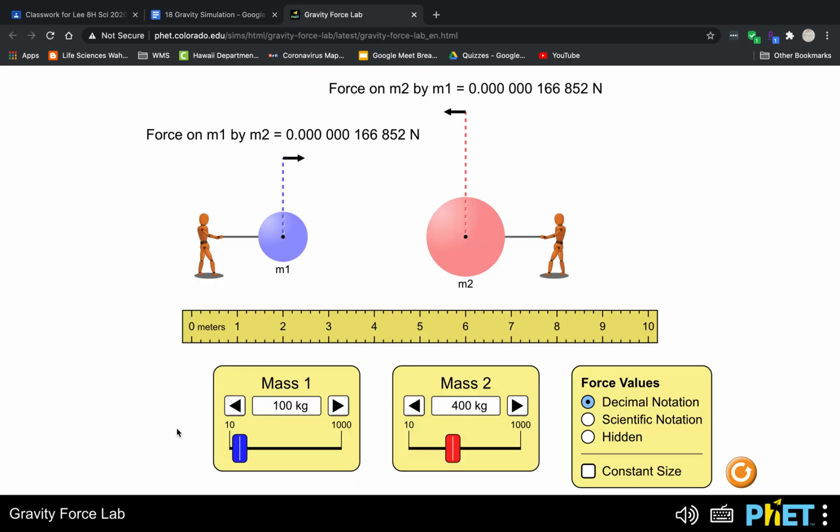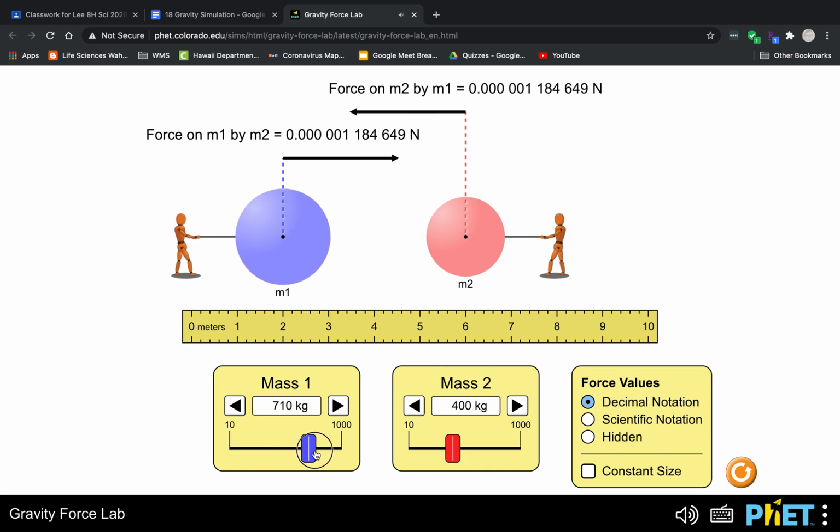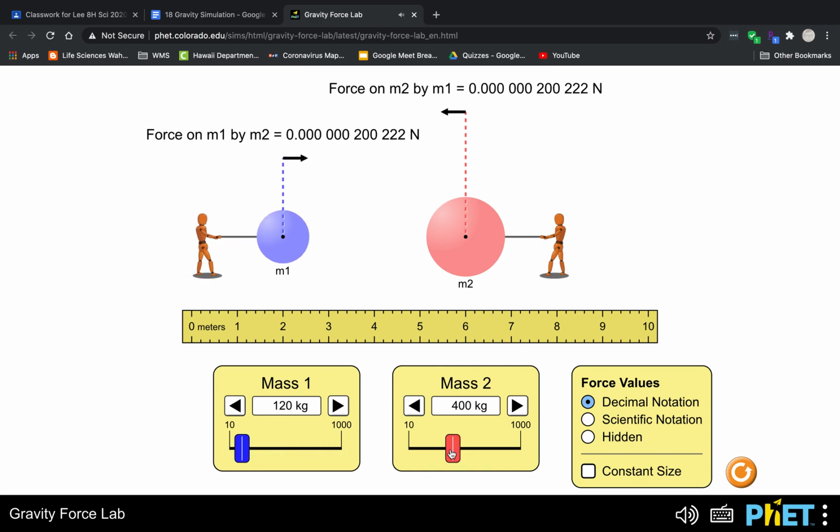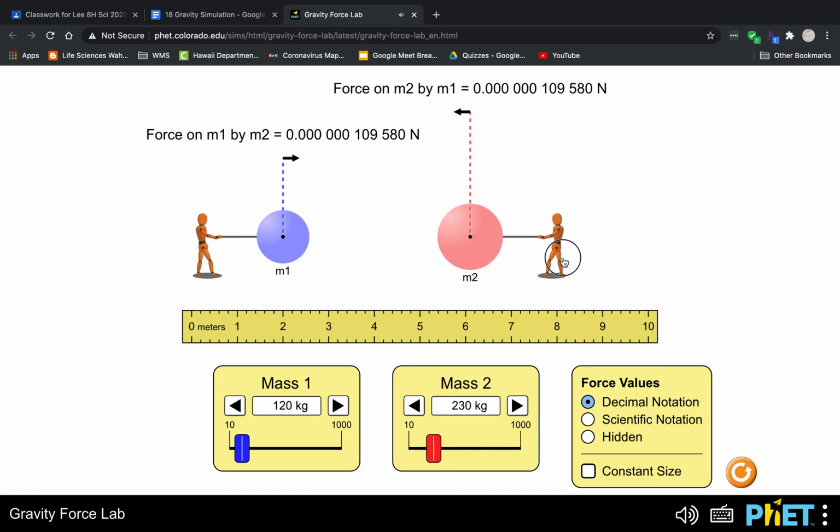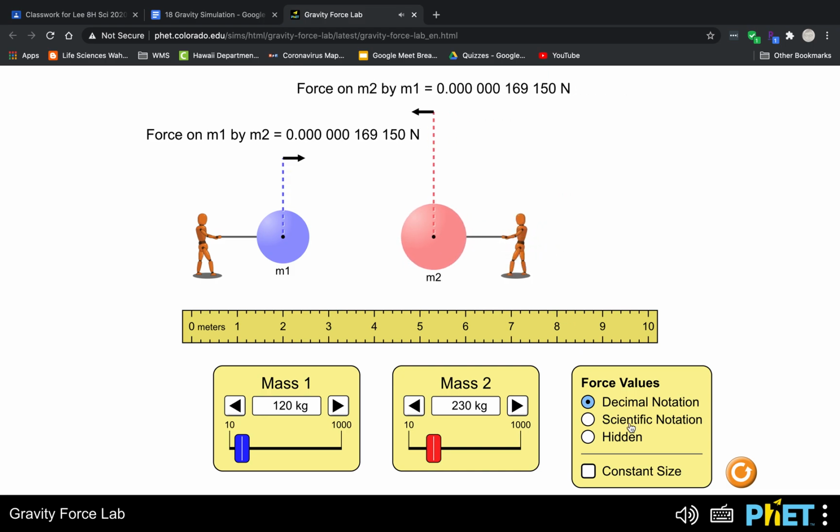When you open up the Gravity Force Lab simulation, you will see that you can change a few things. You can change mass 1. You can change mass 2. And you can even change the distance between them. Down here, you'll see some other options. You can measure the force using the decimal notation. You can change it to the scientific notation, and you can hide it. But for our purposes, you're going to be using the decimal notation and the scientific notation.